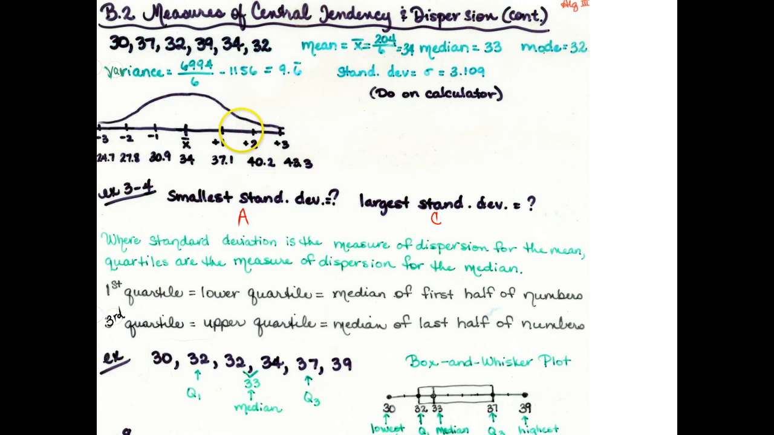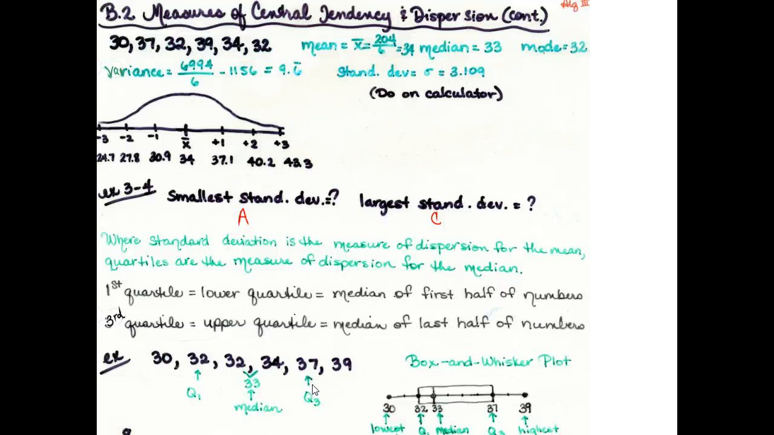The first quartile is my lower quartile, and it is the median of the first half of the numbers. My third quartile is my upper quartile, and it's the median of the last half of the numbers. So let's take that same set of 6 numbers we were working with earlier. We had already gone through and put those numbers in order from largest to smallest and found our median was 33. If you'll notice, that median splits that group of 6 numbers up into 2 halves. So the first half of those numbers is 30, 32, and 32. The median of that first half would be 32. That is my lower quartile, or my first quartile. The second half of numbers is 34, 37, and 39, and the median of those 3 numbers would be 37. That would be my third quartile, or my upper quartile.